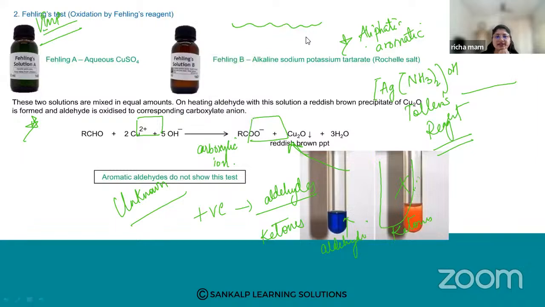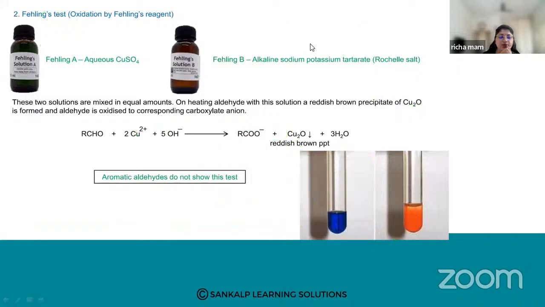Next one is Fehling's solution. Now, what is this Fehling's test? Fehling's solution is obtained by mixing two solutions, Fehling's A plus Fehling's B, by adding two different solutions of Fehling's A and Fehling's B.